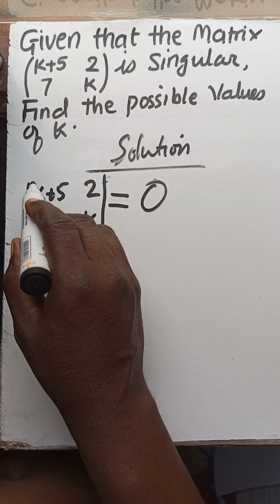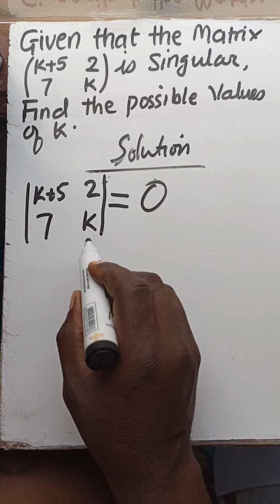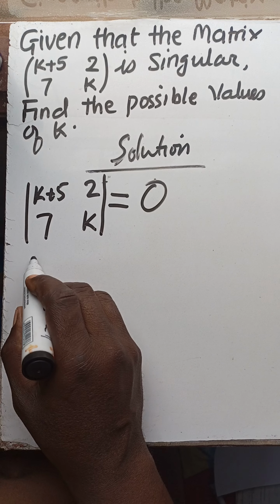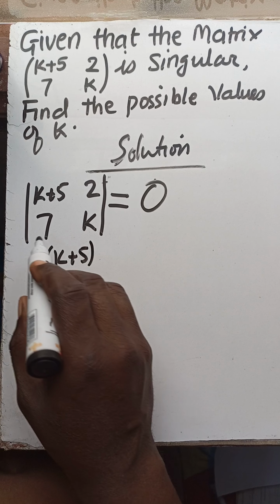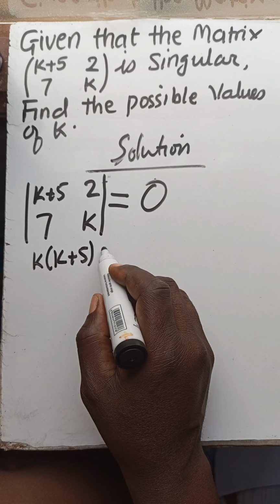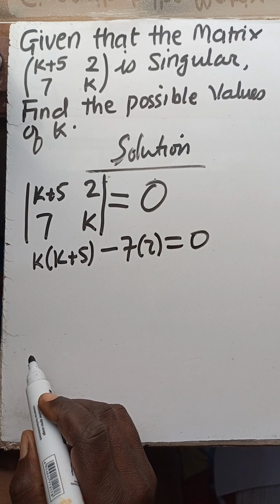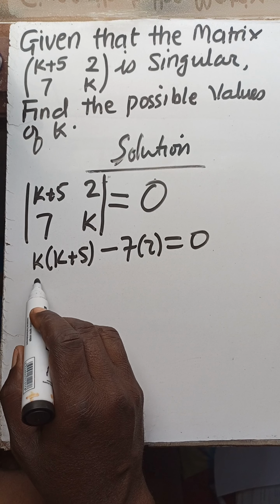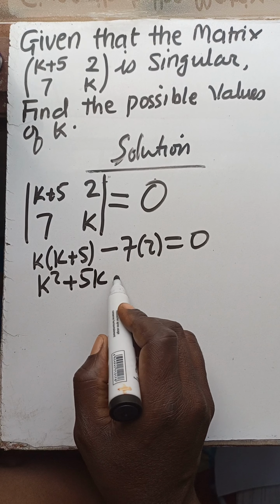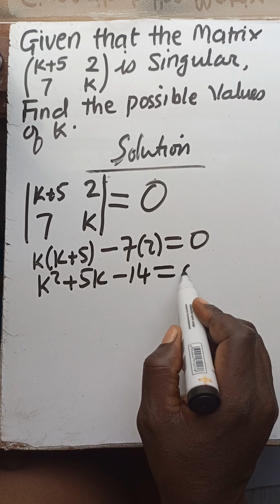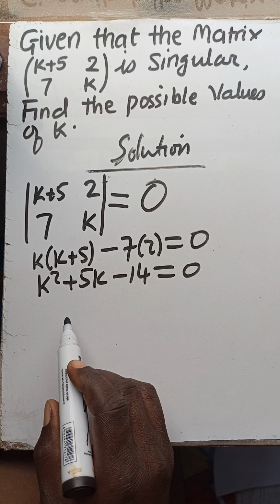If that is true, how do we evaluate the determinant? Product of elements of the leading diagonal. This is the leading diagonal. So we have k into k plus 5 minus product of elements of the alternate diagonal, 7 multiplied by 2. We have that result as 0. Opening out, we have k squared plus 5k minus 14 is equal to 0. We end up with a quadratic in terms of k.